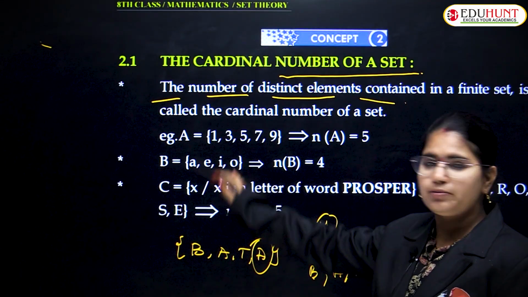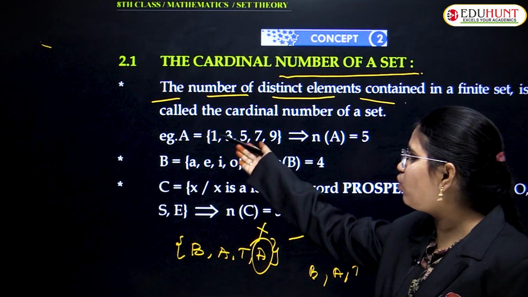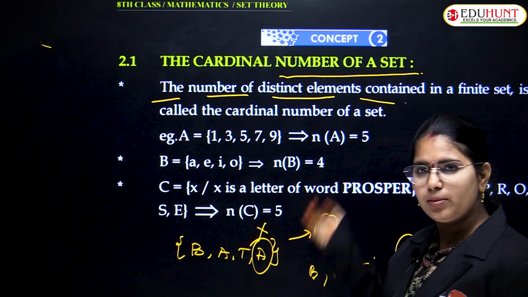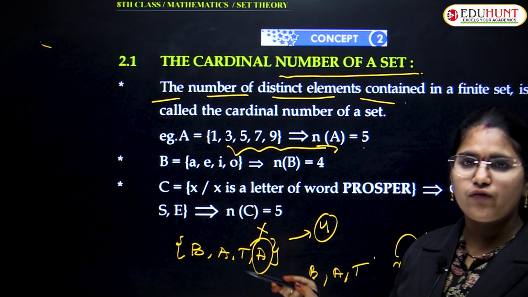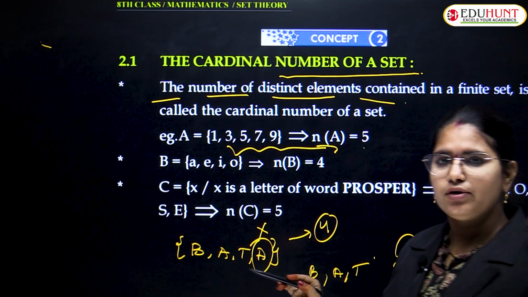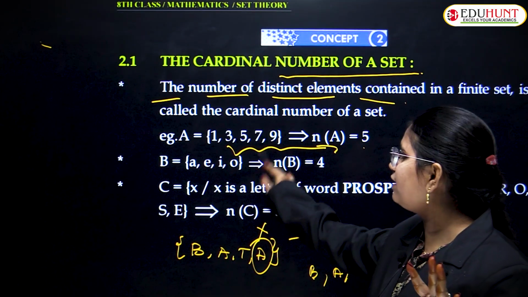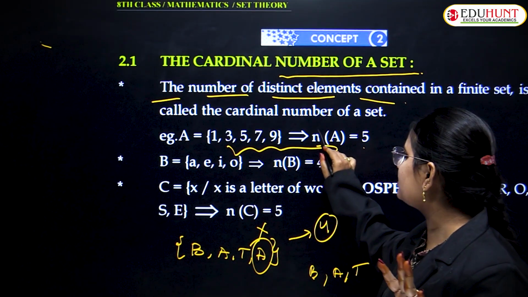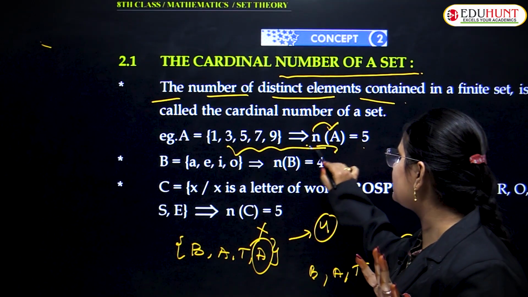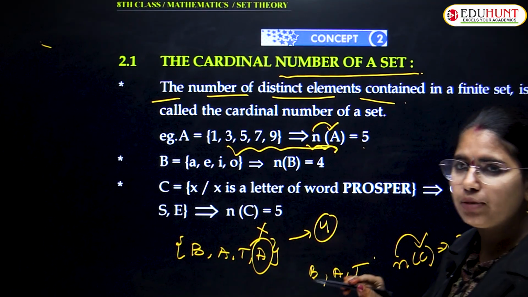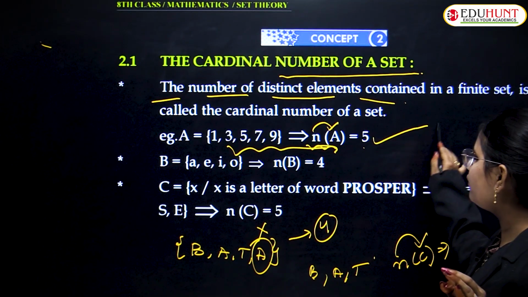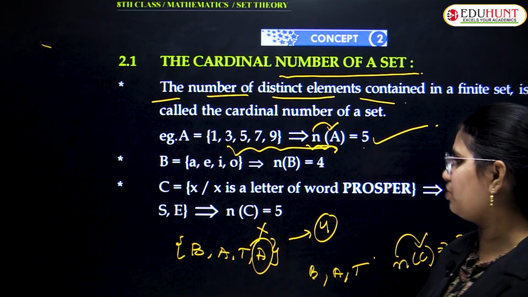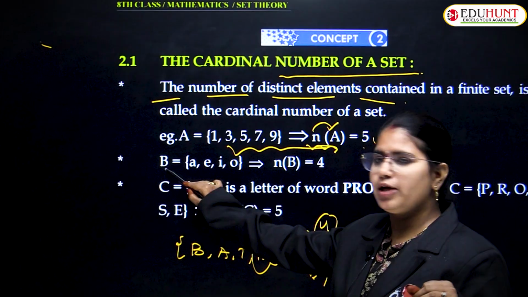Let me consider another example, A is 1, 3, 5, 7, 9. How many elements are there over here? 5, correct? You have 5 elements. So, how will you represent the cardinality of set A? n of A defines the number of elements existing in set A, which is equal to 5. Clear? Okay.